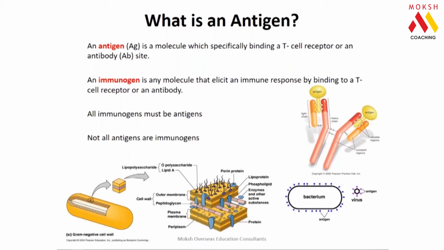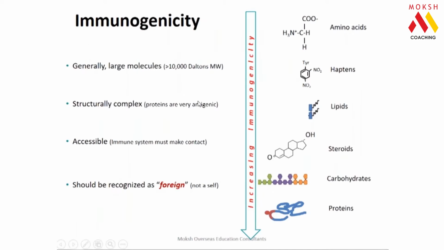So when an antigen is able to elicit an immune response, we call it an immunogen. An immunogen is an antigen that can elicit an immune response and activate an immune cell, whereas an antigen is just something that is going to engage the immune cell. So all immunogens are considered antigens. However, not every antigen is an immunogen. So why is that?